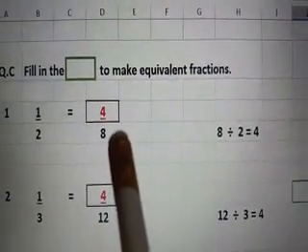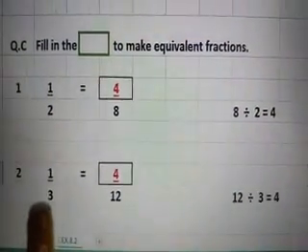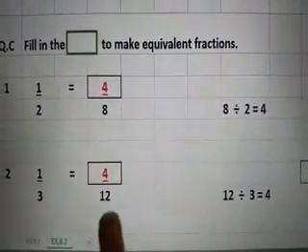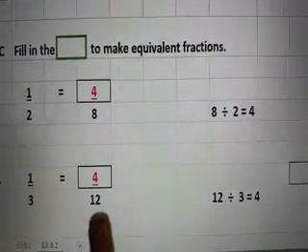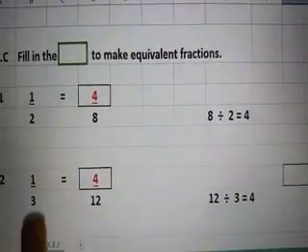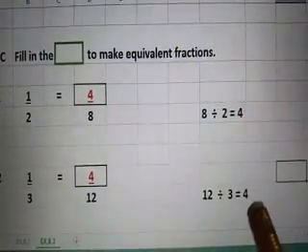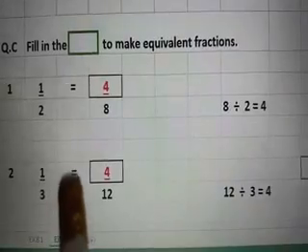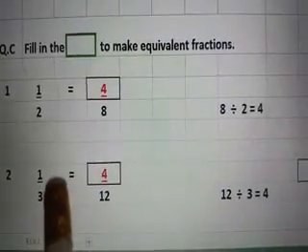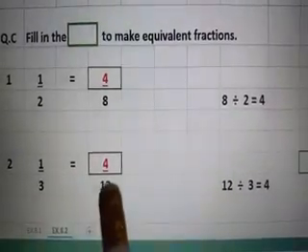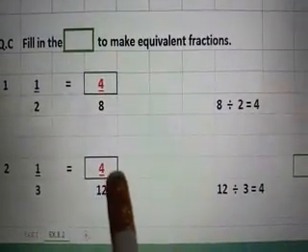Second part, 1/3 is equal to dash upon 12. Again, you divide denominators. 12 divided by 3 is 4. So you will multiply numerator and denominator by 4. So 1 into 4 is 4 and 3 into 4 is 12. So you have got this missing number 4 here.